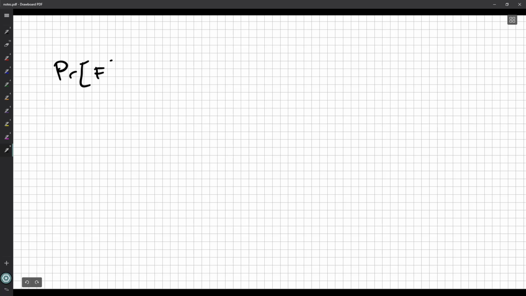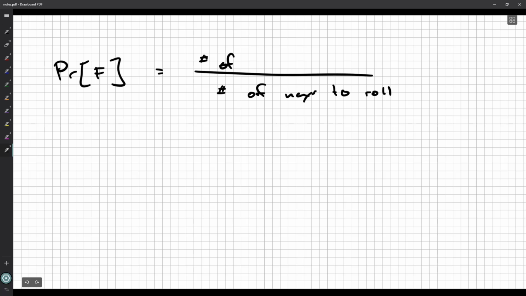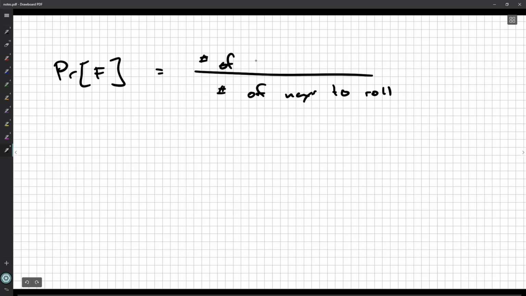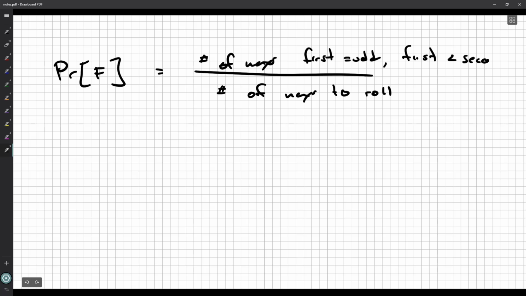How about F? What is F asking me to do? So I need the number of ways to roll 2 dice, and that's going to go on the bottom. But what is F actually asking for? What is the specific condition of F? The first toss is odd and less than the second toss. So the number of ways where the first is odd, and first is less than the second toss.